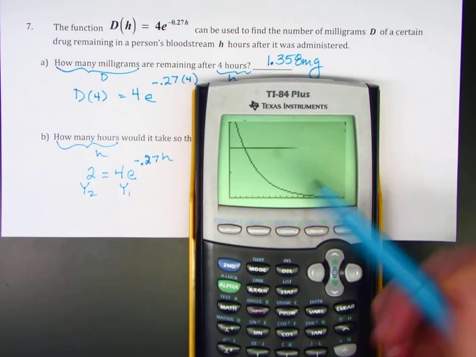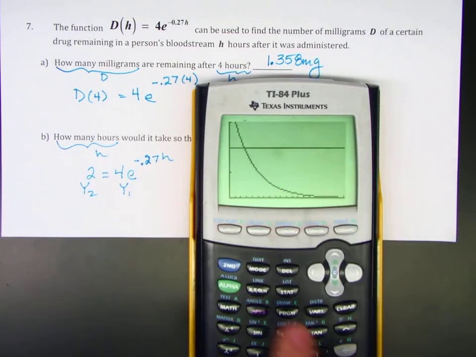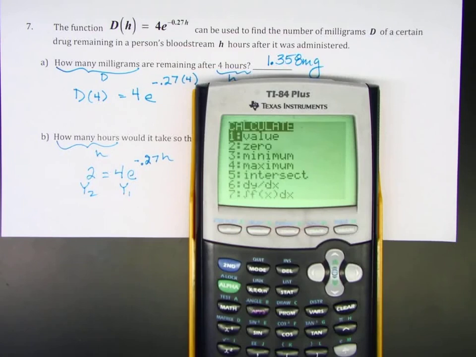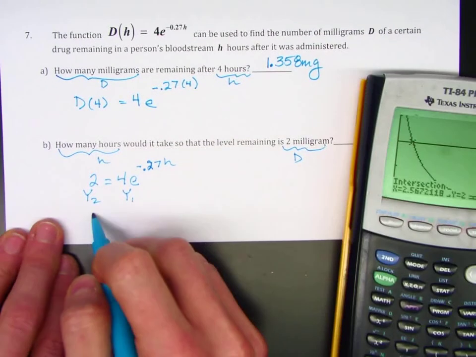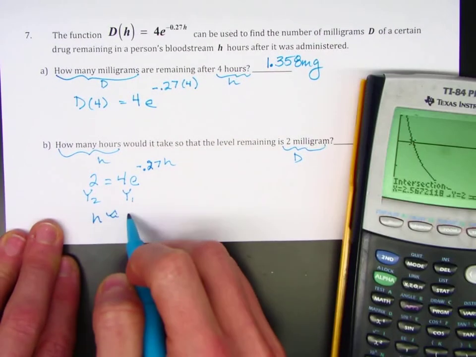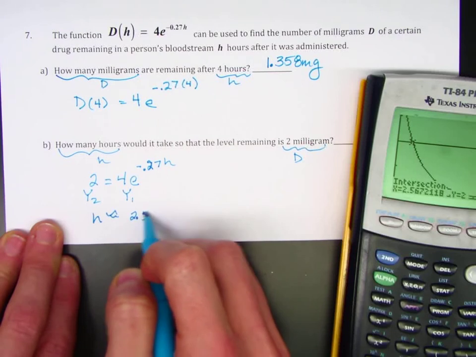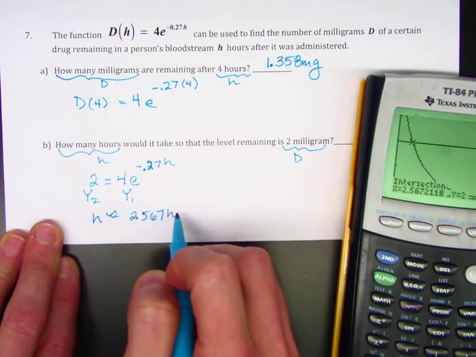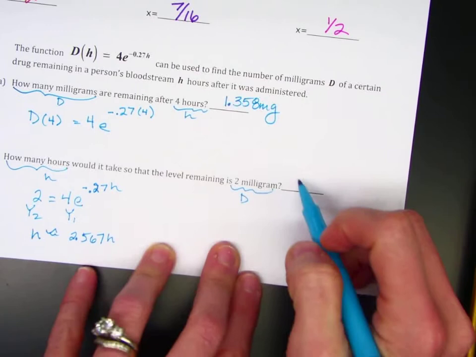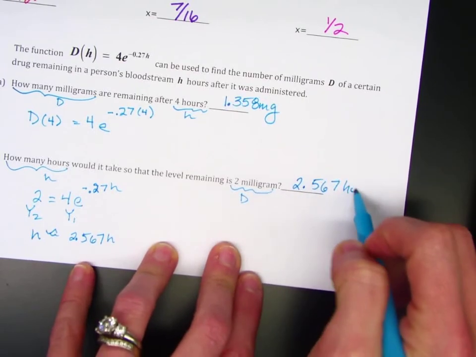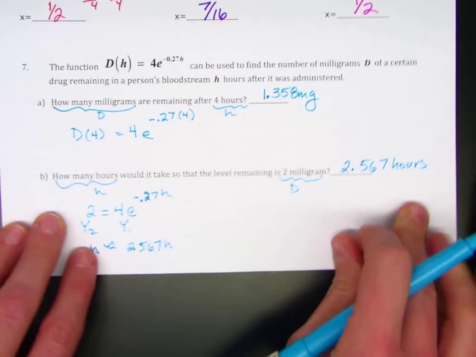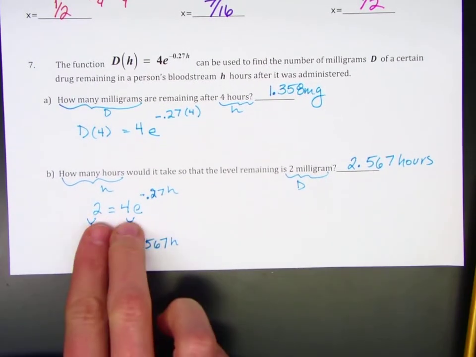All right, so I'm looking for this intersection right here. So second trace, number 5, and then enter, enter, enter. So this is going to be H is approximately 2.567 hours. Okay, so that's one way to do it.